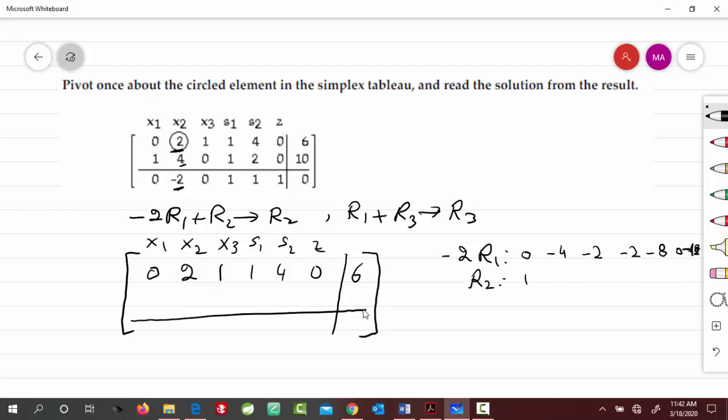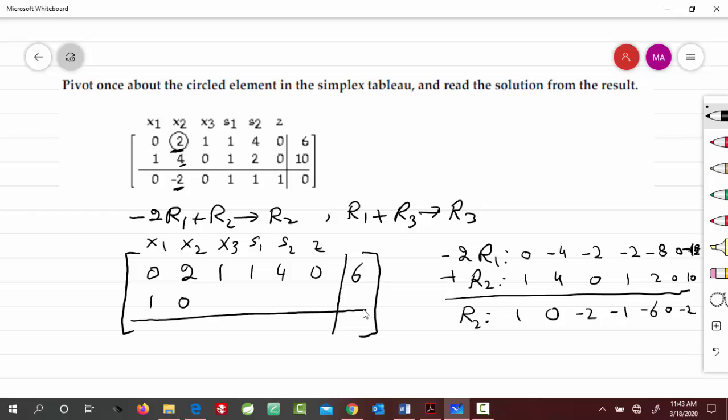Similarly, we have row 2. Row 2 is 1, 4, 0, 1, 2, 0, and 10. And adding this, this would be our new row 2. Just replace it in here, the second row. So 1, 0, negative 2, negative 1, negative 6, 0, and negative 2.